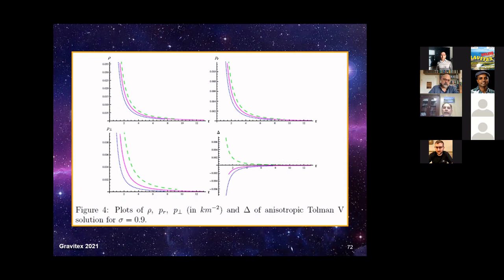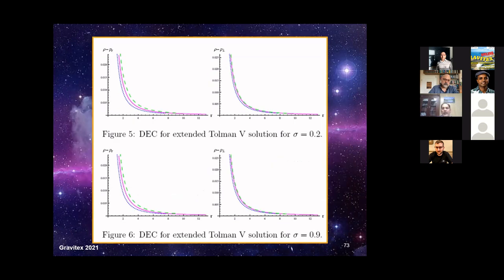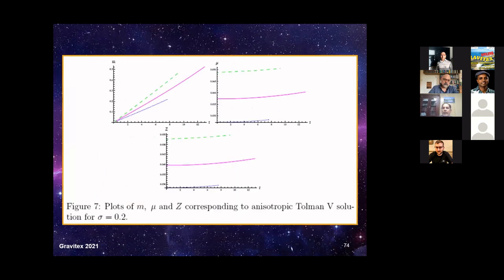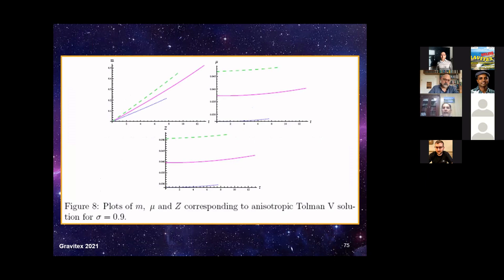And next we check the energy conditions for this solution, and we see from figures 5 and 6 that the dominant energy condition is satisfied, again for the two different values of sigma. And finally, we check some particular parameters, for example, compactness parameter and redshift parameter, and they all lie within the required limits for the two values of sigma.